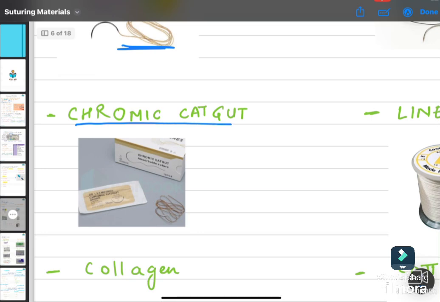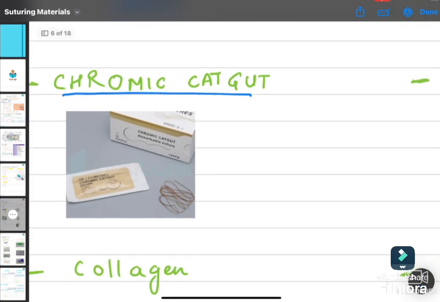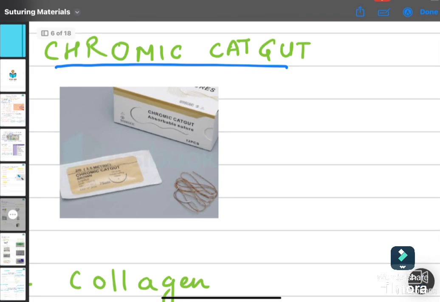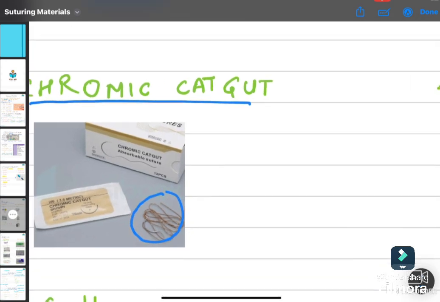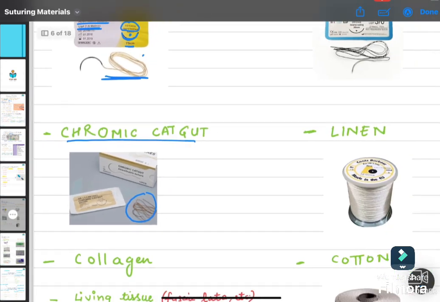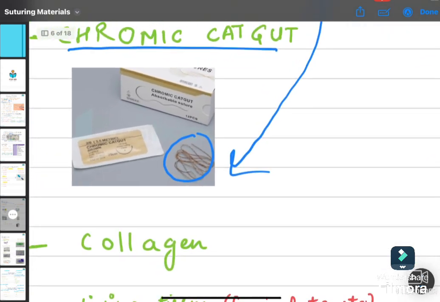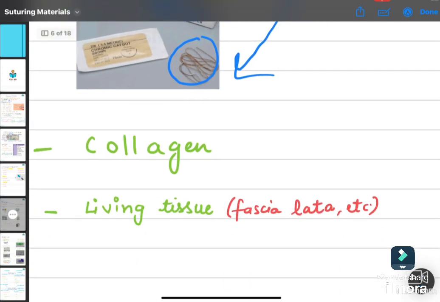Chromic catgut. This is the coated one, coated with chromic acid. You can see in the diagram, this is the chromic one. Catgut was of this color, and after getting coated, it becomes this. This is called chromic catgut, and definitely it is an absorbable suture. Third one is collagen, and fourth, living tissue like fascia lata, etc.